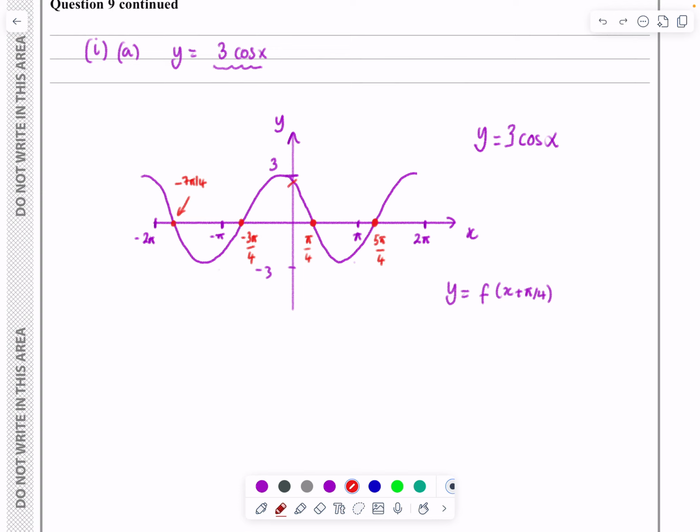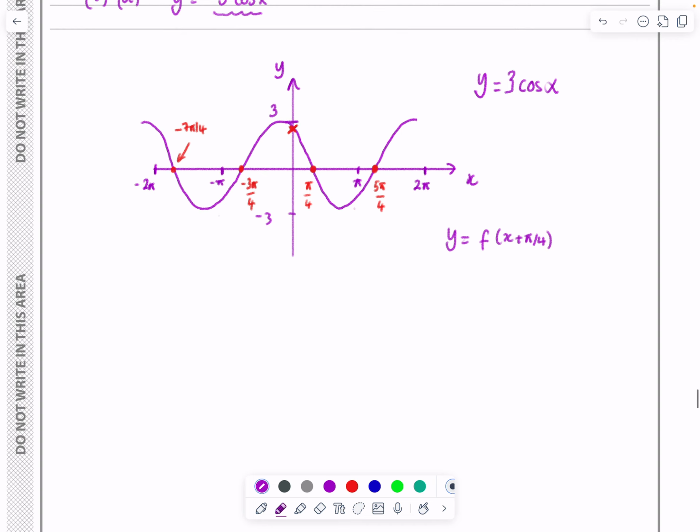It's also indicating, if you hadn't already realised, that we've got a new point that has now emerged, which is where it's going to hit the y-axis. So if I want to work out what that is, if y is equal to f of x plus pi over 4, it's now 3 cos of x plus pi over 4. That's the graph that I've got drawn here. And I want to see when it hits the y-axis, well, that's when x equals 0. So at x equals 0, this is going to be 3 cos of 0 plus pi over 4, so 3 cos pi over 4 here.